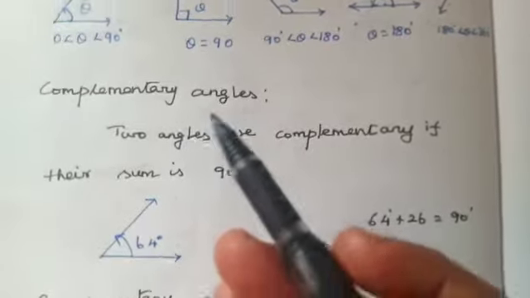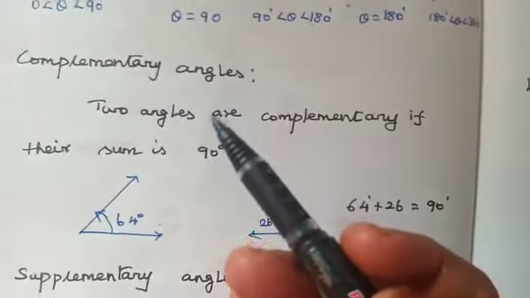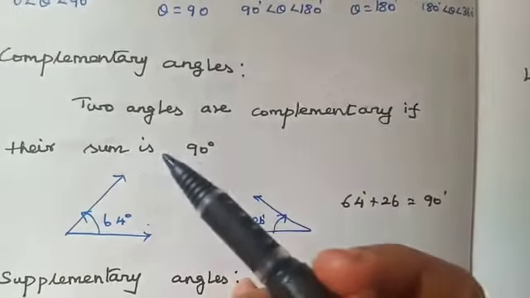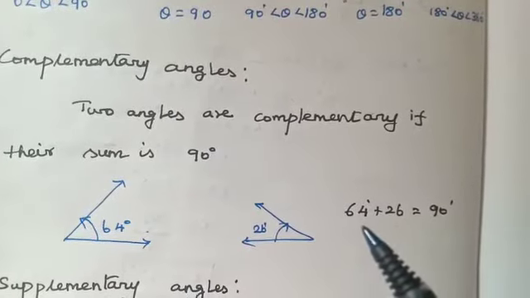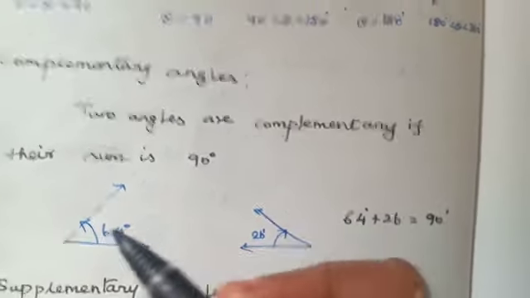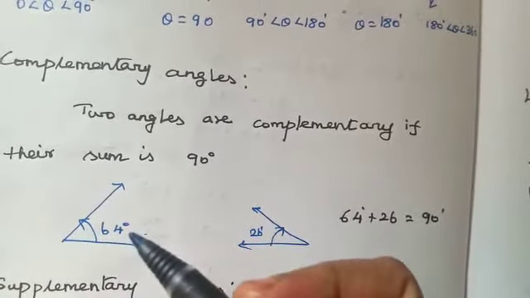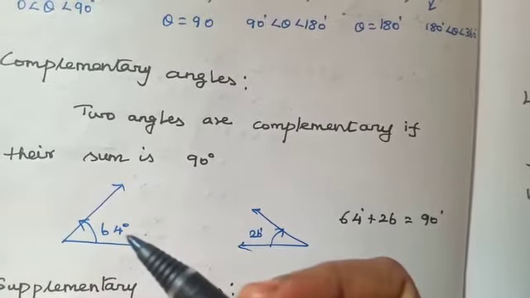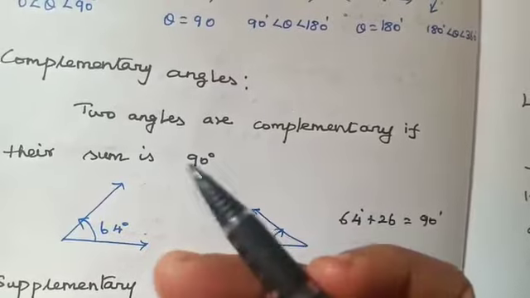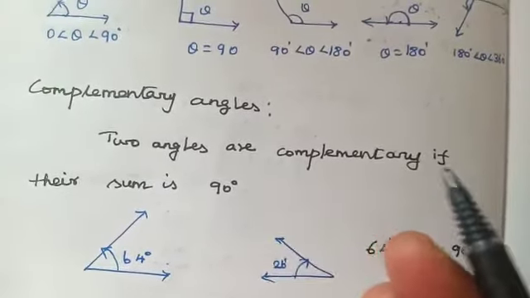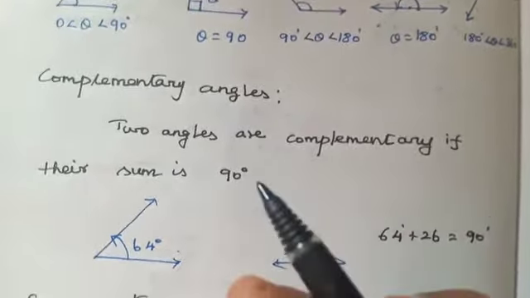Complementary angles. What are complementary angles? Two angles are complementary if their sum is 90 degree. For example, 64 plus 26 is equal to 90 degree. This angle is 64 degree, so the complement of 64 is 26. So two angles are complementary if their sum is 90 degree. This is the condition.